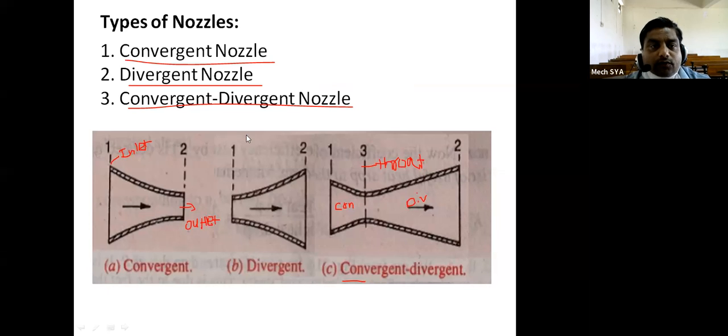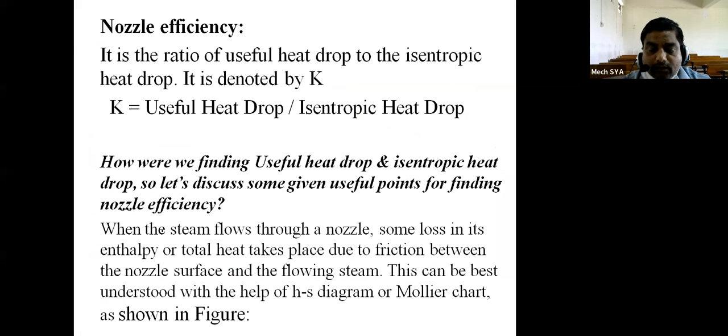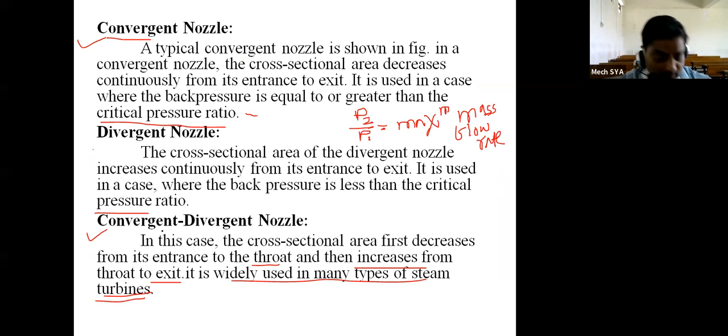Okay, now I request everybody to draw these figures. I will give you 5 minutes. Draw the convergent nozzle figure and then write the explanation. I will give you some time. Draw these diagrams, because this is very important. I am showing this here, but you still should write it down. Draw the figures.